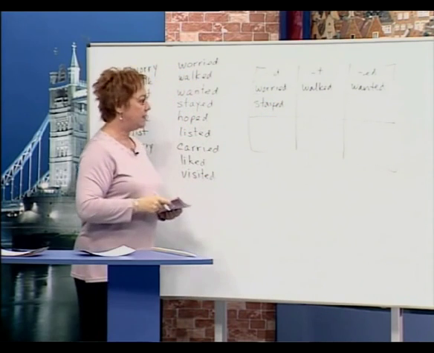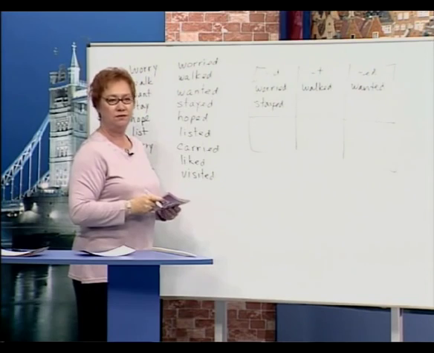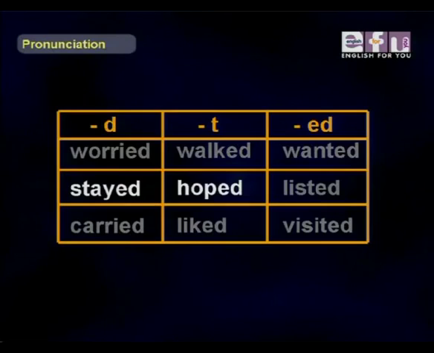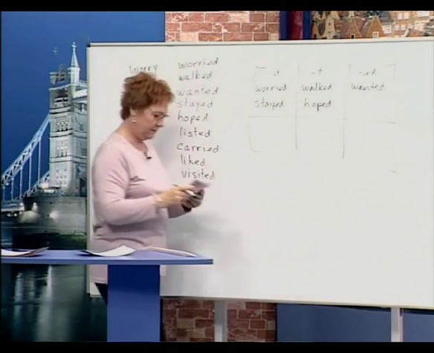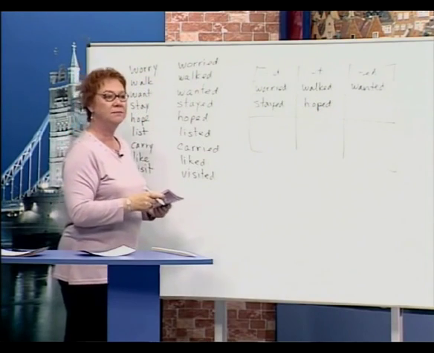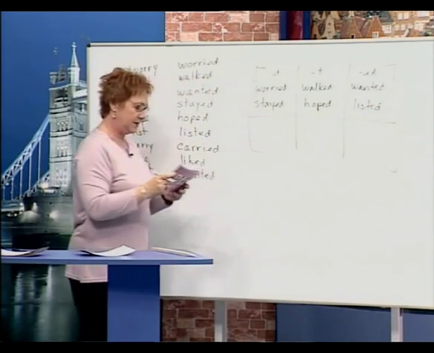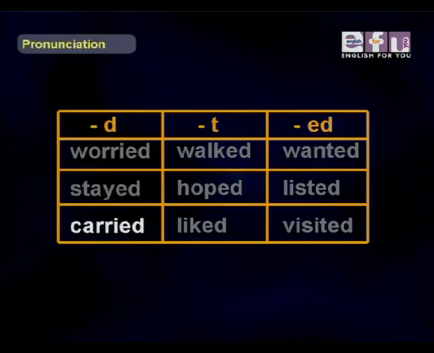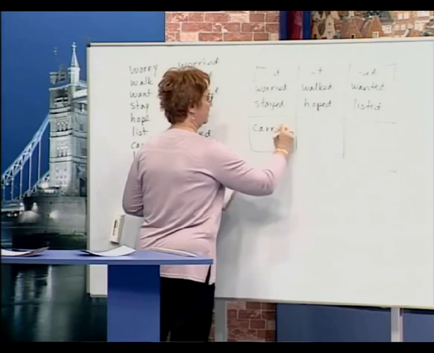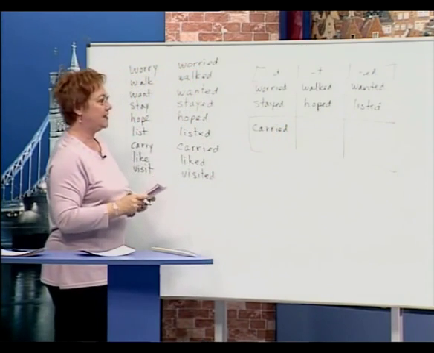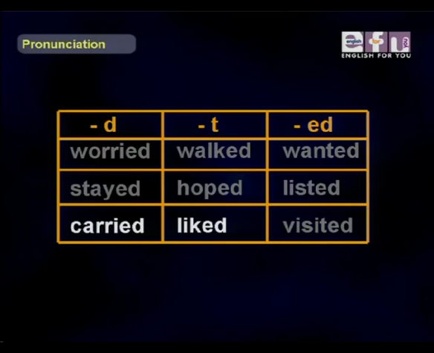All right. Isabel, where does hoped go? Hoped has a T ending. It goes under T. Hoped. Okay. Listed. Susan? Listed has an ED ending. It goes under ED. Yes, listed. Okay, Isabel, where does carried go? Carried has the D ending. It goes under the D. Yes, carried. And Susan, what about liked? Liked has a T ending. It goes under T. Yes, liked.